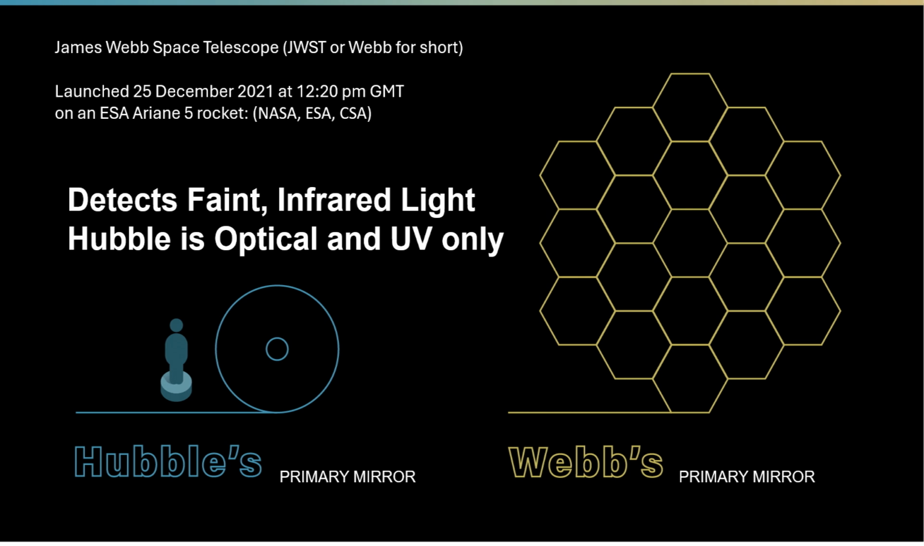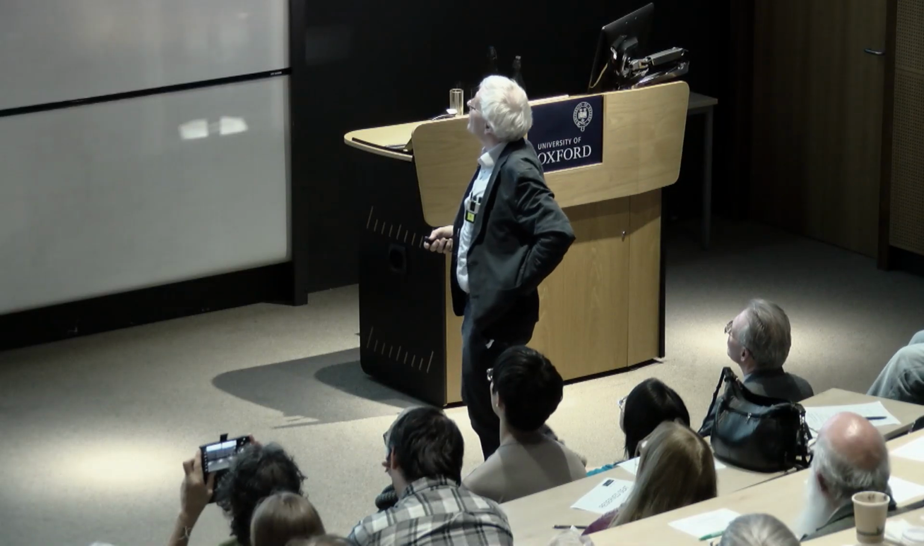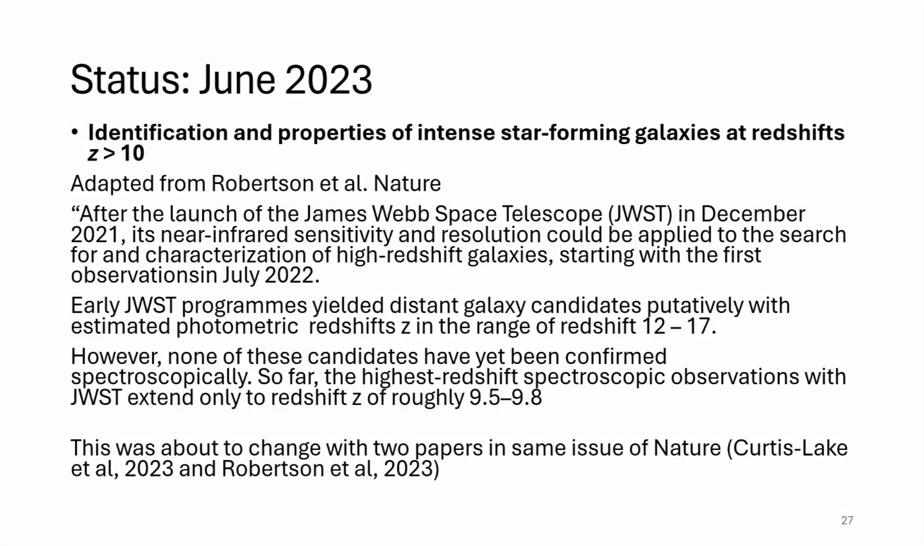It's very far away from the Earth, so let me just jump to the current status as of last June 2023. Basically, in June 2023 there were claims for very high redshift objects, up to redshift 10, but actually none of them were confirmed.